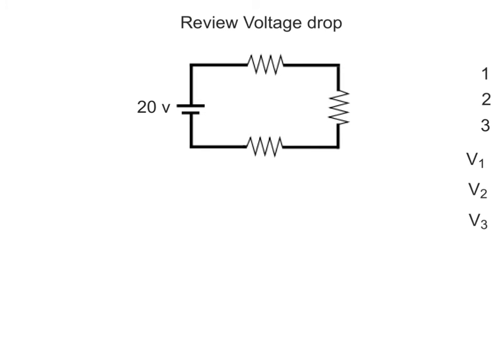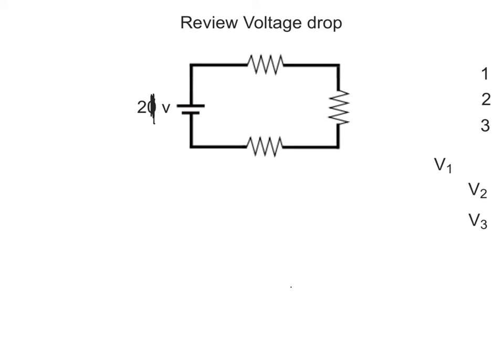Okay, so now what we need to do is review voltage drop. We'll do this in a second. Okay, so we're going to review voltage drop here again. This is something that we worked on a couple different times now, but this is where we actually are going to need it. So what we have here is a voltage of 21 volts.